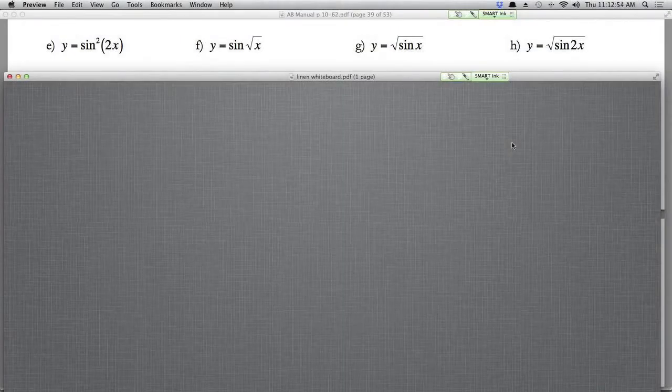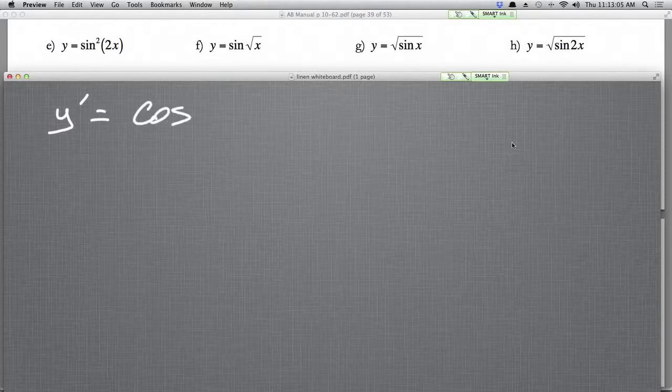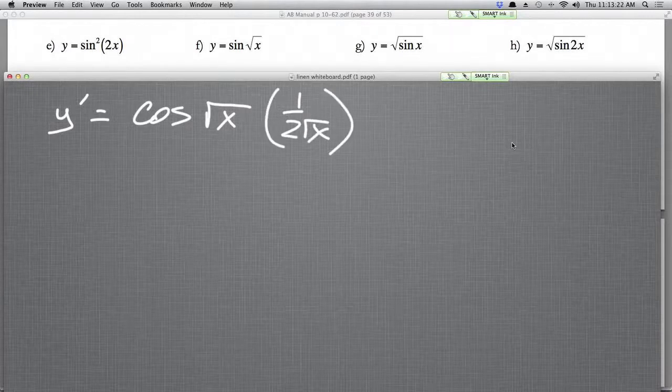On the next one, what's my outside function? Sine, so the derivative of sine is cosine. What has to be inside of cosine? Radical x. So I took the derivative of sine. The next thing I have to take the derivative of is radical x. And we all know the derivative of radical x is 1 over 2 radical x. So there's my derivative. Cosine radical x over 2 radical x is how I could write it, yes.